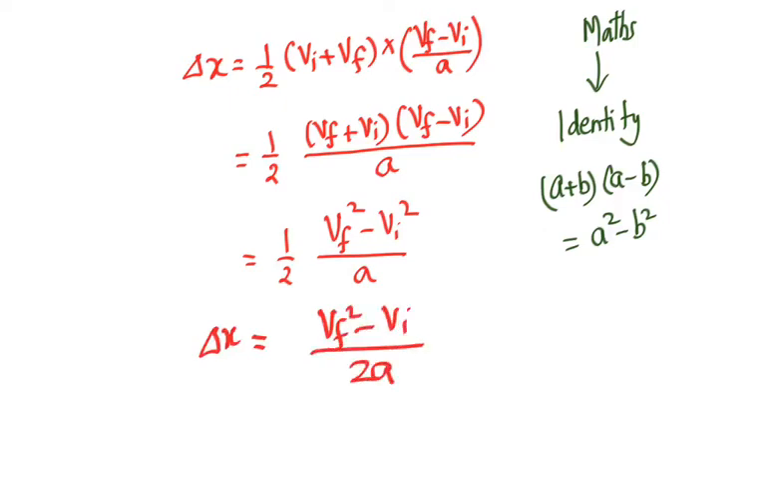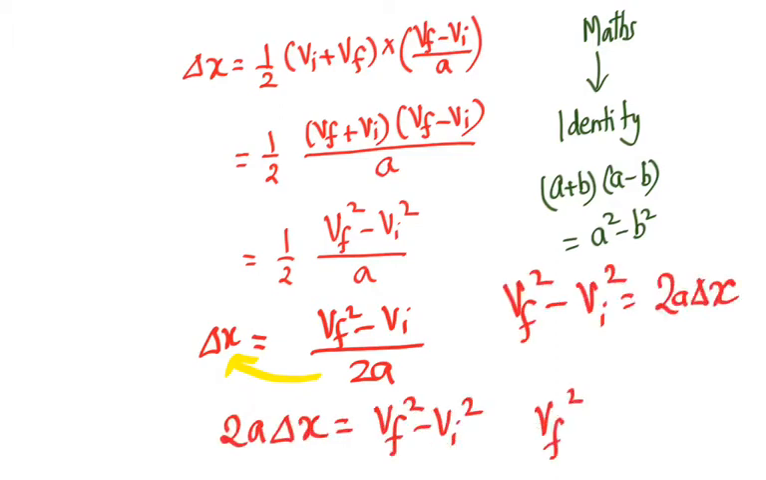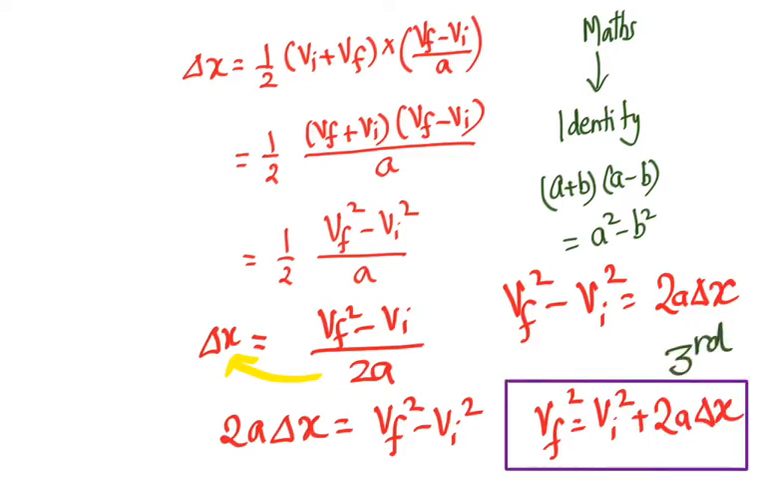Now we just rearrange it, take delta x and 2a together and get vf square minus vi square equal to 2a delta x. We can take vi on the other side and we get the third equation of motion, which is vf square equal to vi square plus 2a delta x.